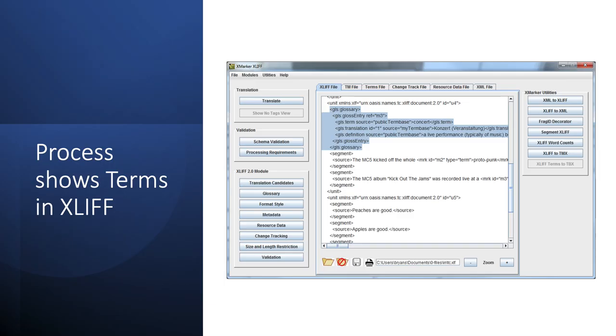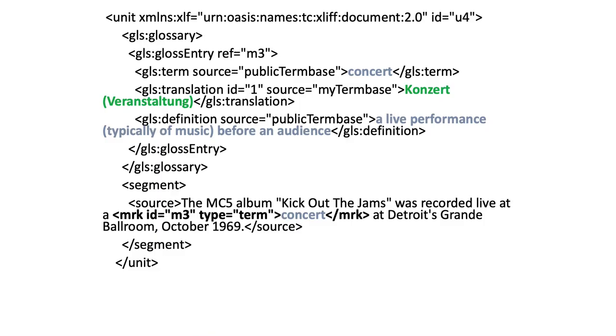So we process that in a way that we show the terms in XLIFF. In XLIFF, again, this is another module that we'll learn about next time, but we have this GLS namespace, and we have this thing called concert. We happen to have a translation, but TBX is not about translations, but rather about context. So in this case, the context of concert is a live performance, typically before an audience. So we see that then we have this segment in XLIFF, and we know exactly how this concert is meant to be used.